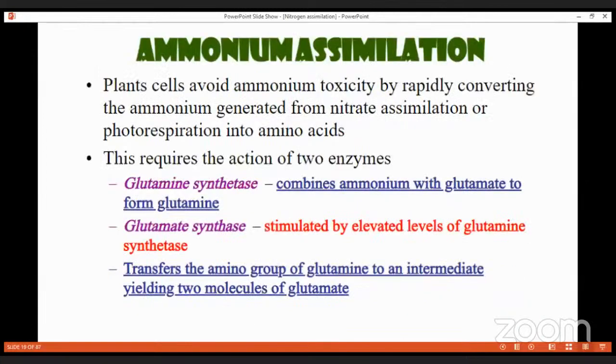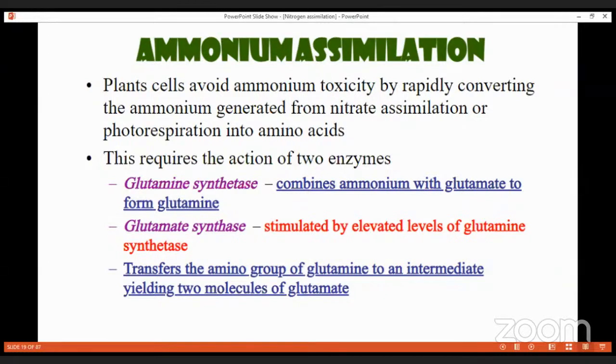Okay, so coming to the last portion of the assimilation pathway, now we have converted into the ammonium, so we have to use this ammonium for protein production or amino acid synthesis. So that is called ammonium assimilation. Plant cells normally avoid ammonium toxicity by rapidly converting it through ammonium assimilation by a combination of different enzymes.